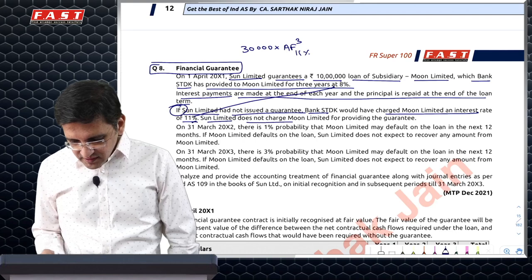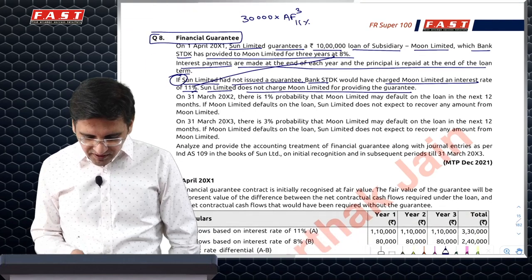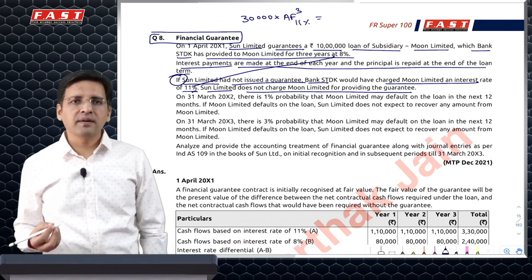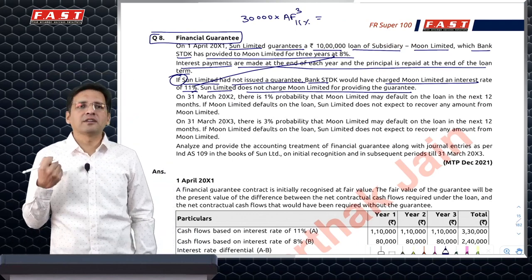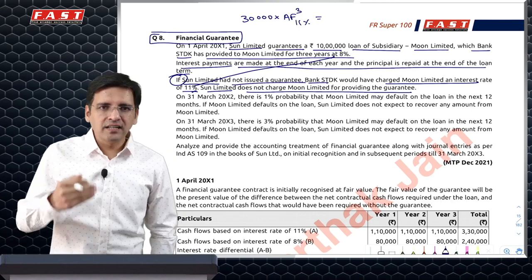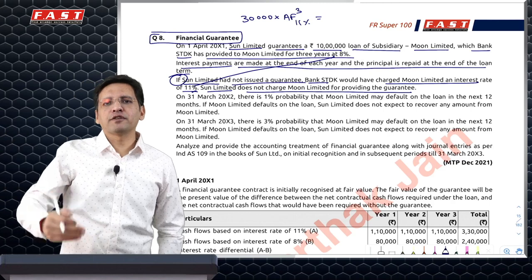Ideally, Sun should have charged this money, but they have not charged anything for providing the guarantee. So this is the fair value of the guarantee at initial recognition date. In fact, this is actually not the fair value. It is actually the revenue which you should have received. Ideally 30, 30, 30 at the end of first, second, third year.